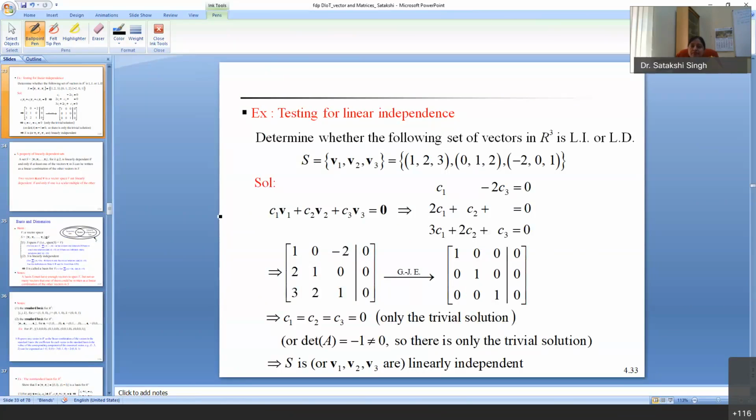Now we'll have one example here, how to check whether the given set of vectors is linearly independent or not. Determine whether the following set of vectors in R3 is linearly independent or linearly dependent. LI means linearly independent, LD means linearly dependent. So this S is given to us where V1 is (1, 2, 3), V2 is (0, 1, 2), and V3 is (-2, 0, 1). We have to check whether it is linearly independent or dependent.